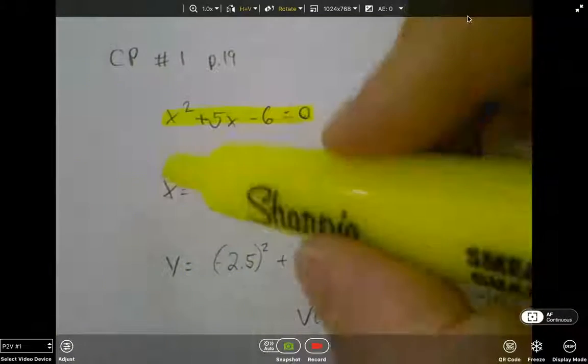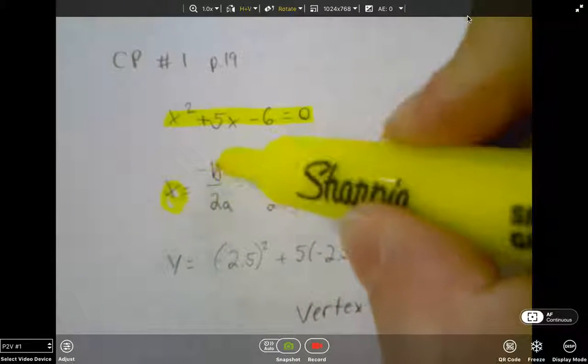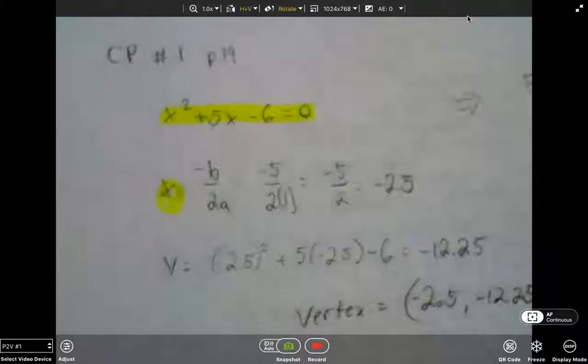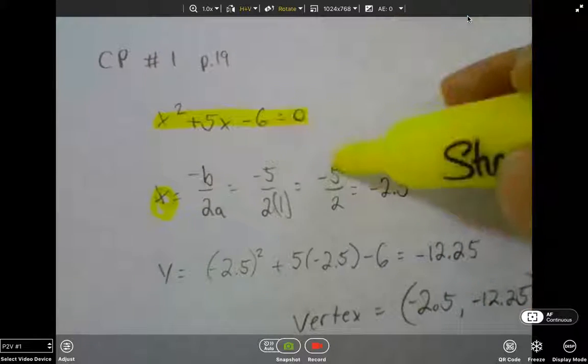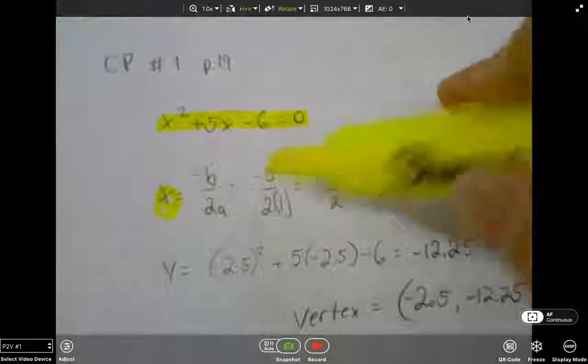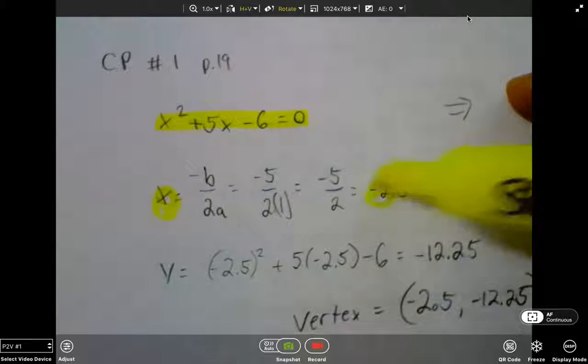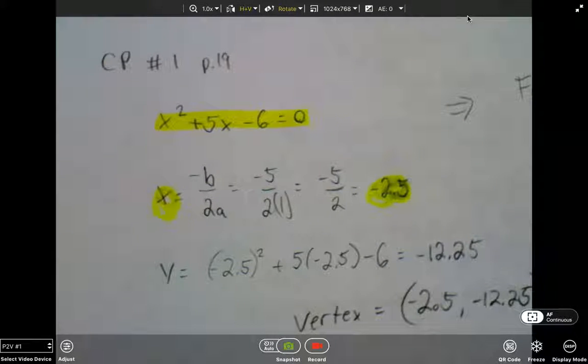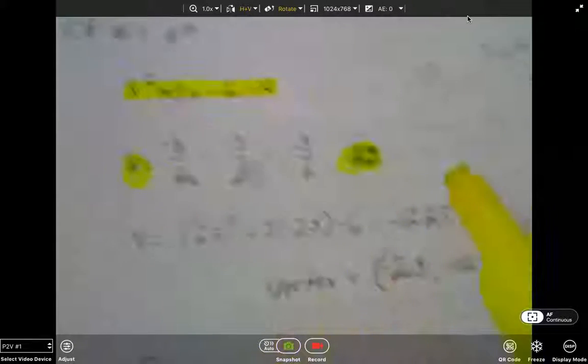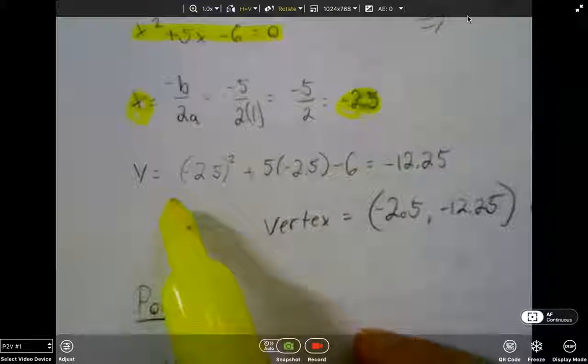So the first thing you had to do was get x equals negative b over 2a, which gives you a line of symmetry. Negative b is negative 5 divided by 2 times 1, which is 2. So your line of symmetry is negative 2.5. Once you have that, you plug that in to get your final vertex.